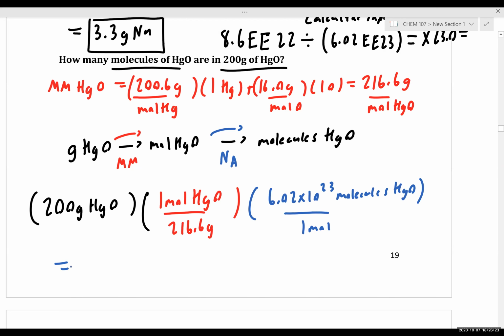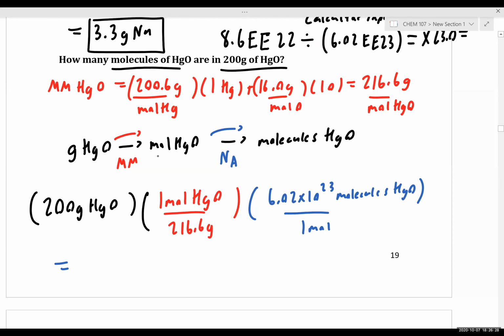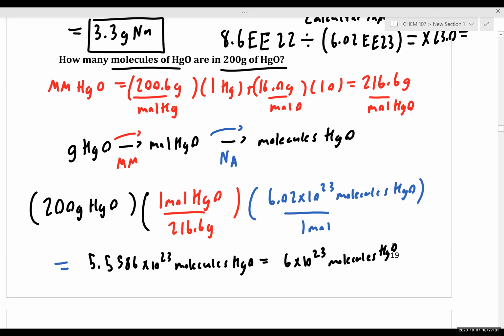So punching this into our calculator, we have 200 over 216.6 times 6.02 EE23, and that in turn gives us 5.5586 times 10 to the 23rd molecules of mercury oxide that we round to 6 times 10 to the 23rd molecules of mercury oxide.